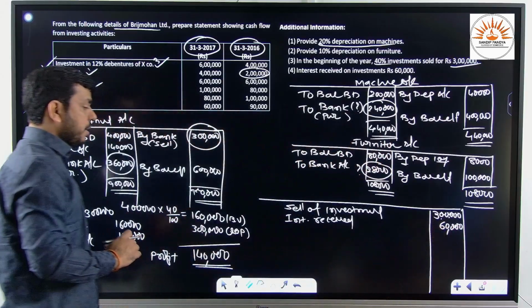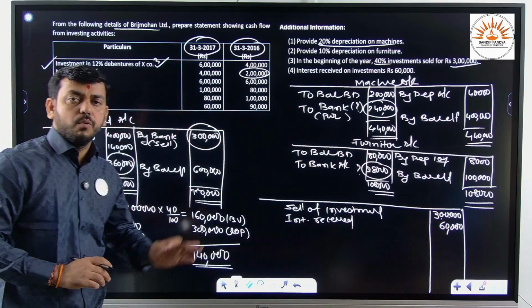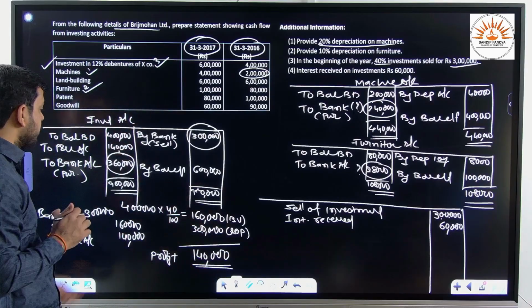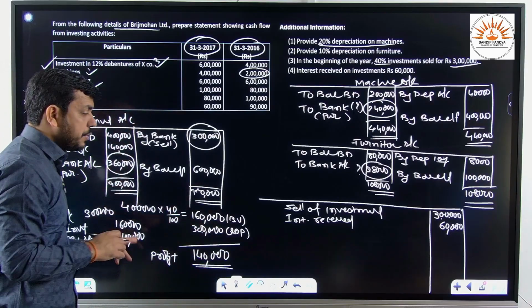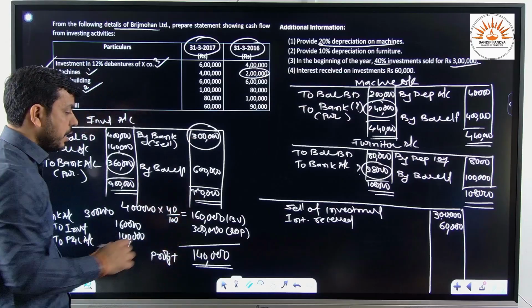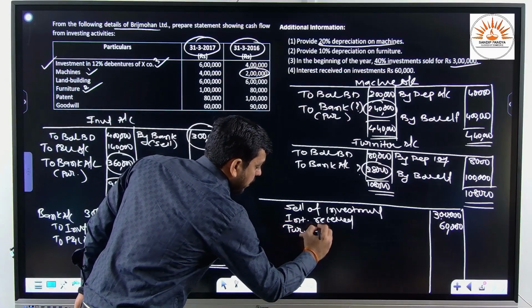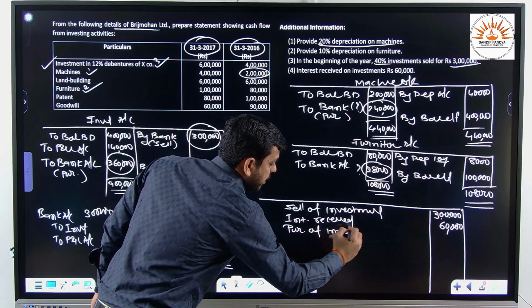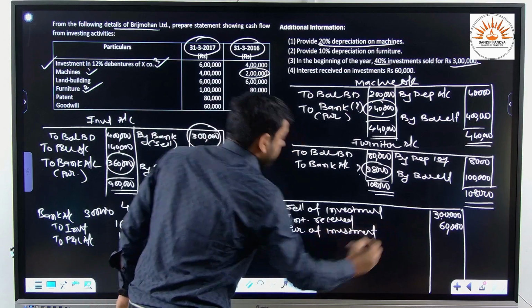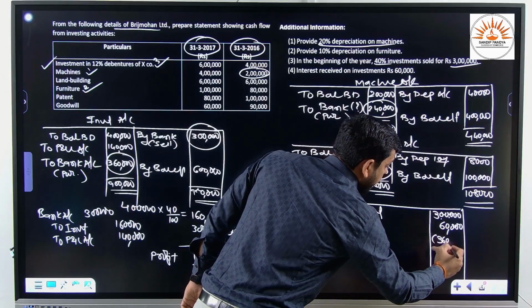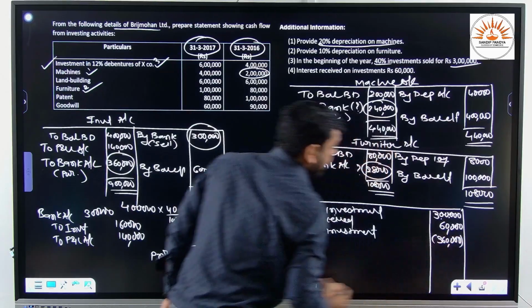And one by one, do not forget to write whatever cash goes out, that is cash outflow. From investment, we can say that we have spent 3,60,000 for additional investment. So we shall write purchase of investment, that is rupees 3,60,000 in negative. We can write it in a bracket.